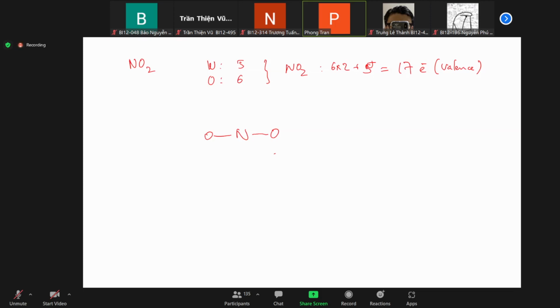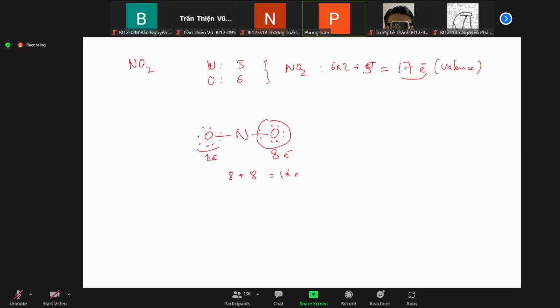put the electrons to satisfy first the octet rule of the outer atoms, which is oxygen. So you have a pair of electrons here, a pair here, a pair here, so here you have 8 electrons. Here you have a pair of electrons, so you put it like this. In total you have 8 electrons as well. Now the molecule has 8 plus 8 equal to 16 electrons already.